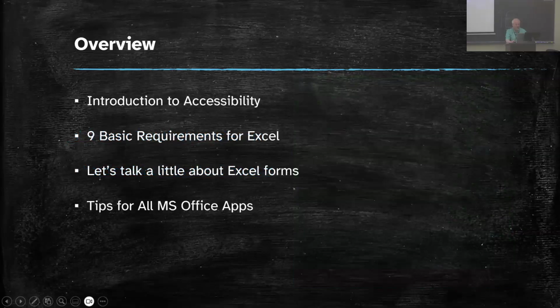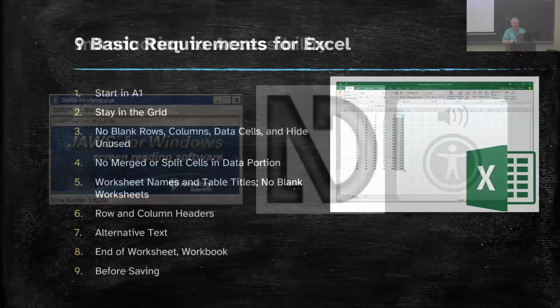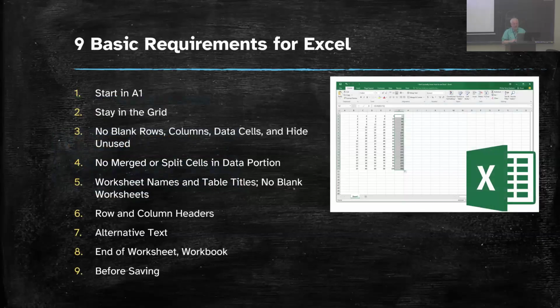First, how many of you have some experience with accessibility? By raise of hands. So most of you have some experience. All right, so I can skip the boring stuff about screen reader basics, which is what I had here. Let me go on to the next slide. There are basically 9 requirements that I'm going to go over one at a time.